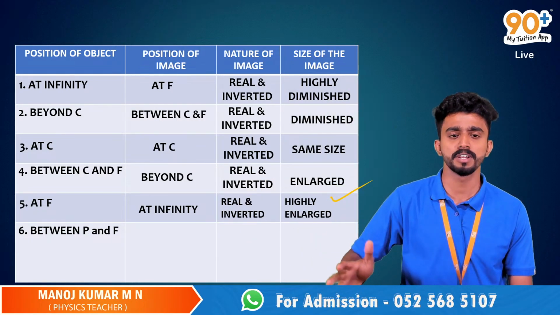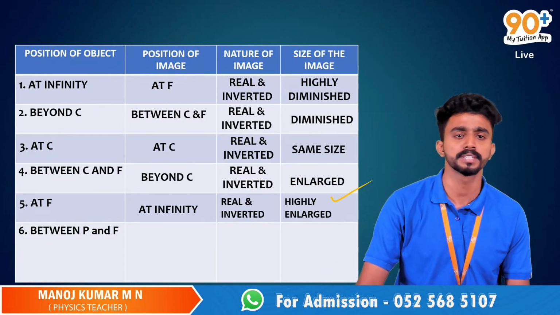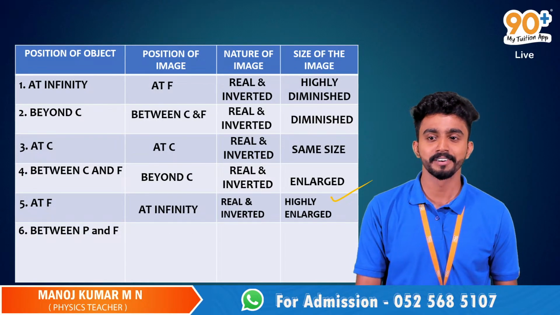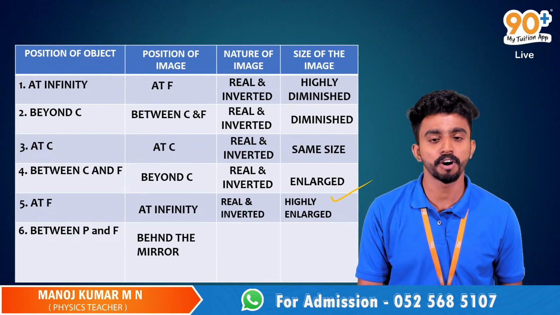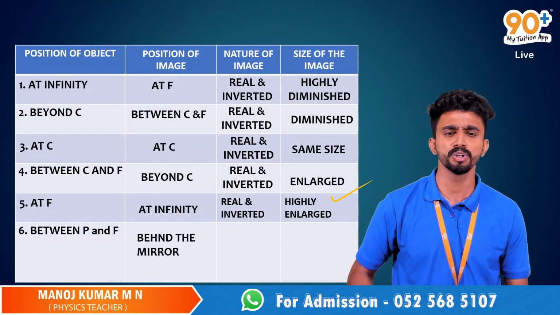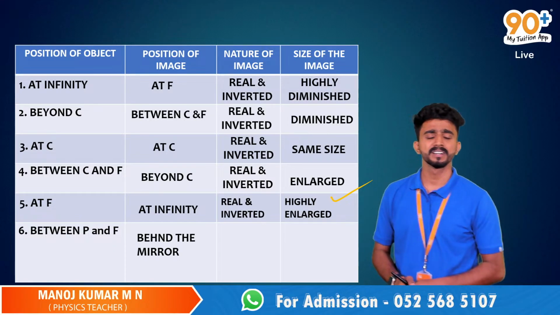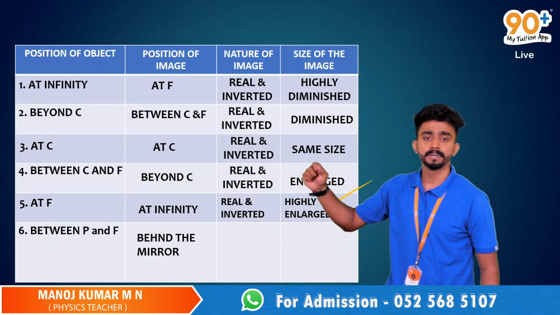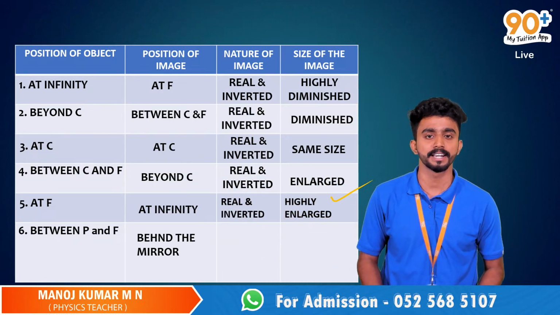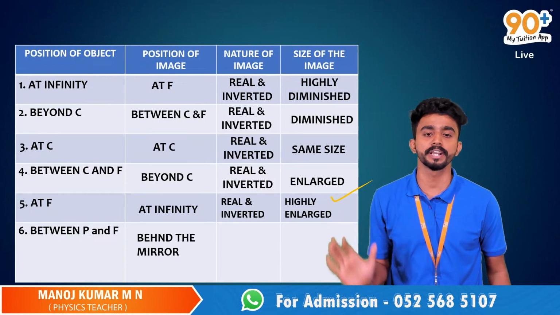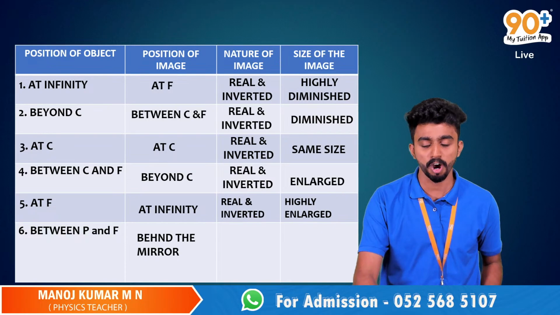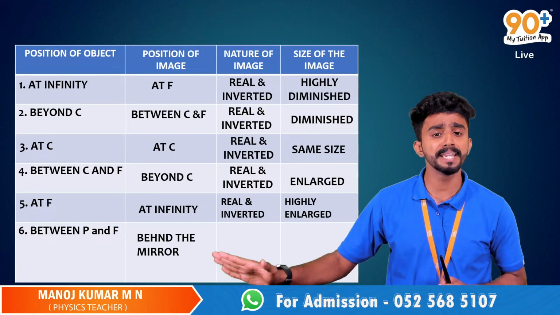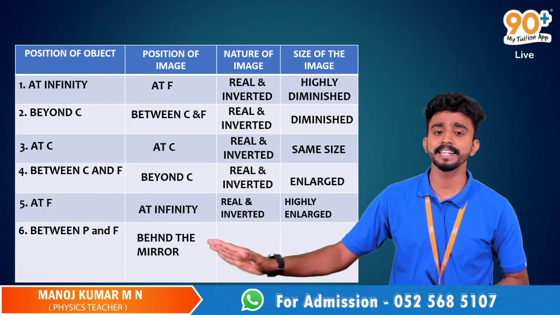What about the size of the image? Will it be highly enlarged or same size and all? Let's check it out in the case of between P and F. Everyone got the answer? What? The image will be formed behind the mirror. So you'll be thinking, what will happen? How is it possible? Behind the mirror. Till now, we got the image at F, between C and F, at C, beyond C, at infinity and all, right? But the nature of the image was real and inverted, which means all the images formed were in front of the mirror itself. But in this case, between P and F, why are we getting the image behind the mirror?